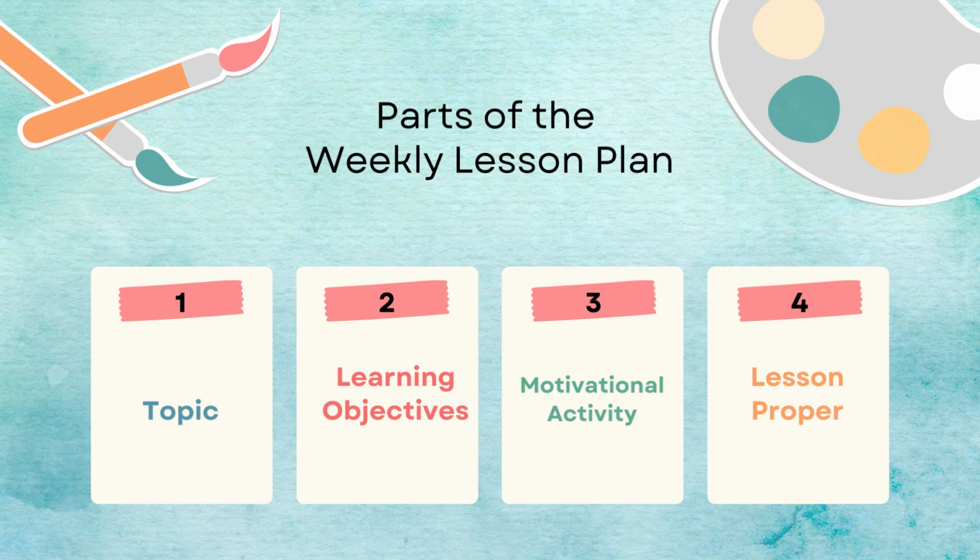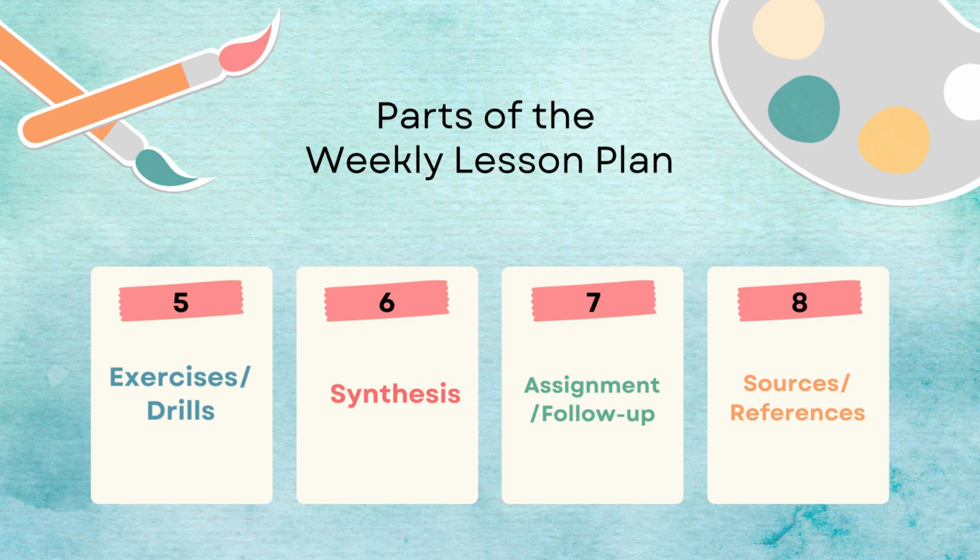These are the basic parts of the weekly lesson plan for TD. Number 1, topic. Number 2, learning objectives. Number 3, motivational activity. Number 4, lesson proper. Number 5, exercises or drills. Number 6, synthesis. Number 7, assignment or follow up. And 8, sources or references.